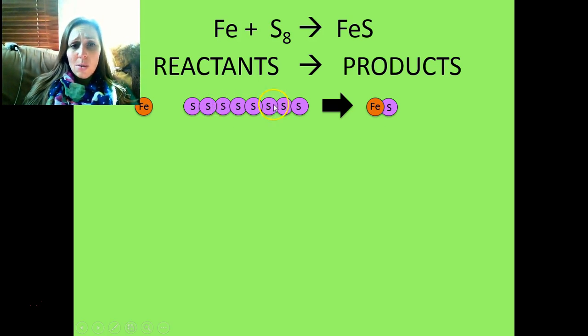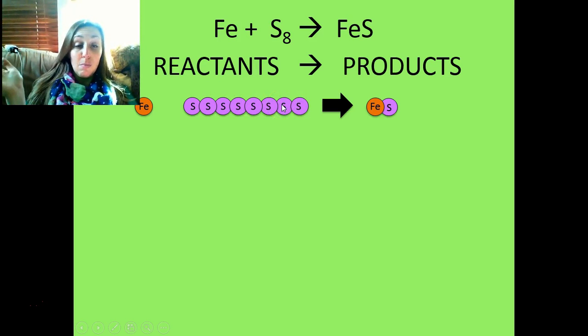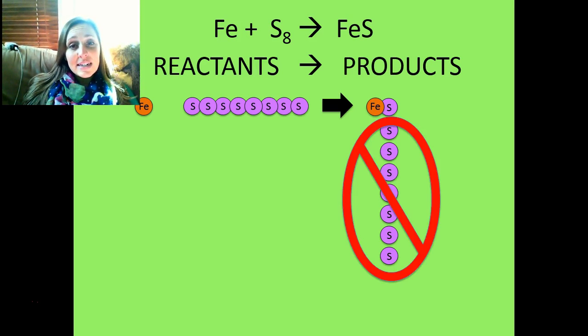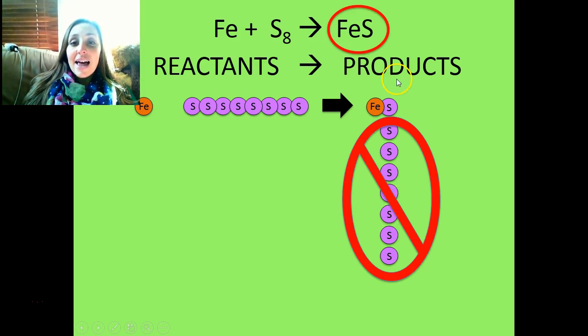So I can't just say, oh, 7 of these sulfurs just went away. That doesn't happen. Molecules and atoms, they can't go away, they can't be destroyed. So if I want to balance it, I could just say, well, let's add 7 more sulfur atoms. But that doesn't work. And the reason it doesn't work is because my FeS is what I have as my compound on my product side. So that's the only thing you can add. You can only add another FeS.